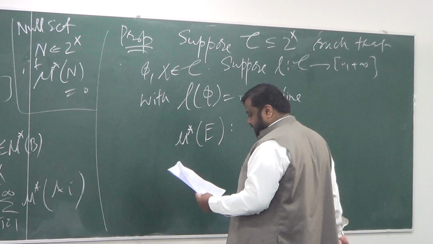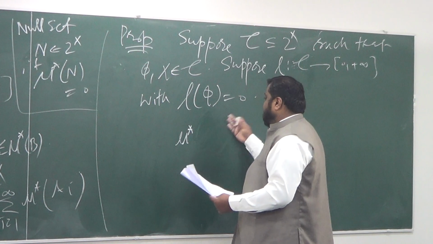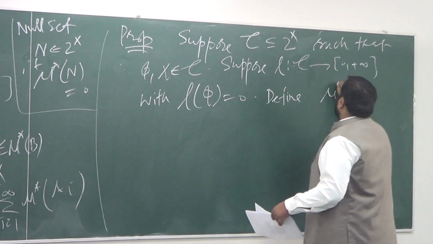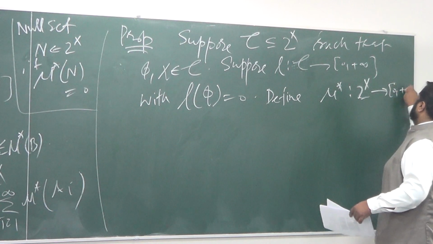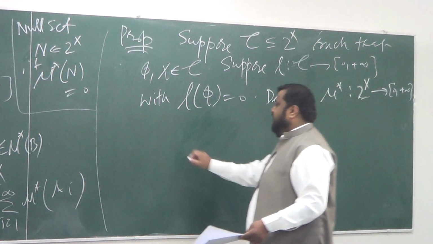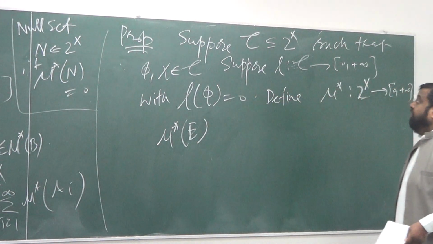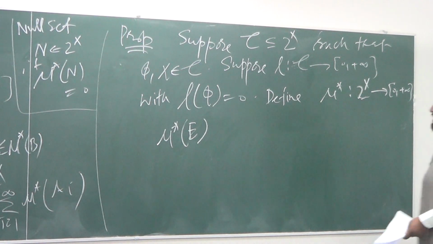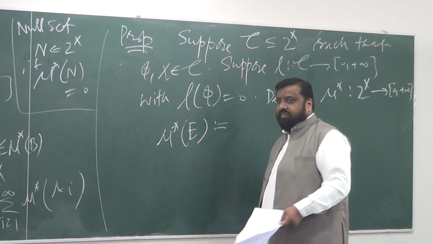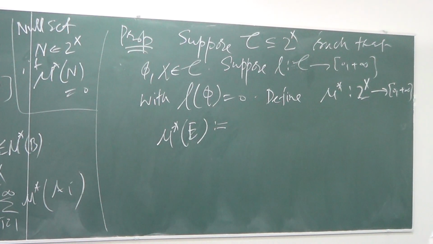Let us define mu star. I can define mu star from where to where? From 2 to the power X into [0, plus infinity]. So mu star of E, where E is not necessarily in C, is the outer measure. Question, how can I define it? It should equal L of E if E is in C, otherwise we have to give it something else.